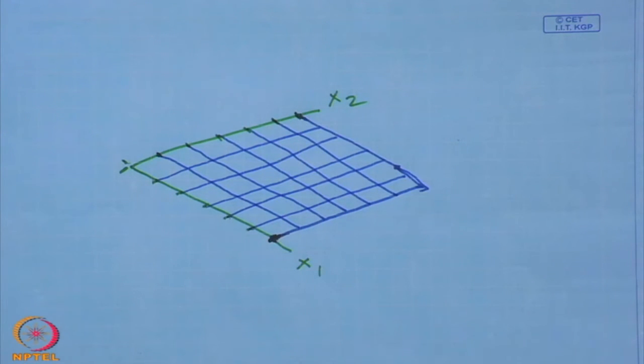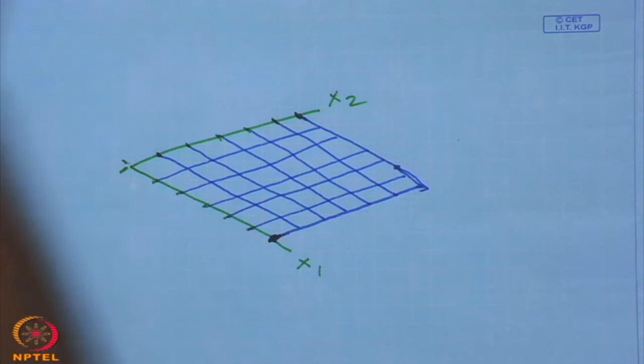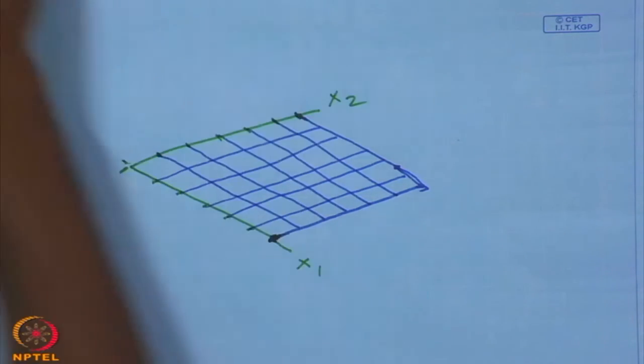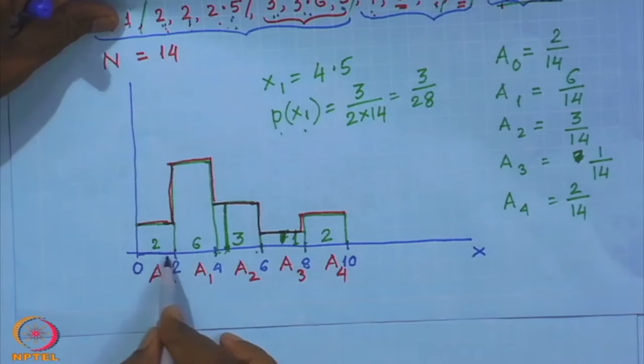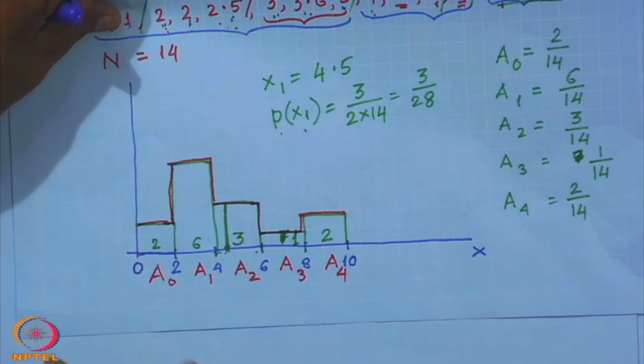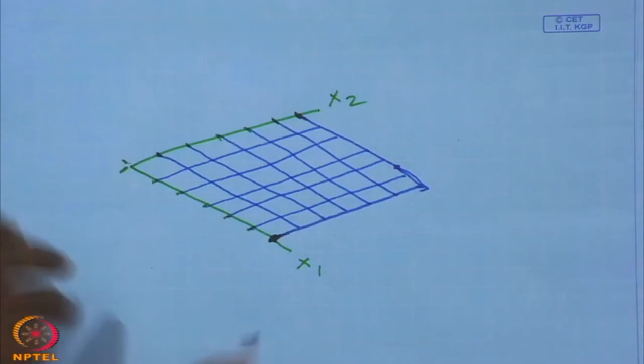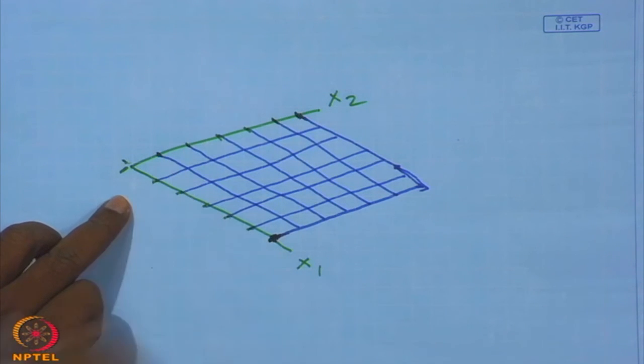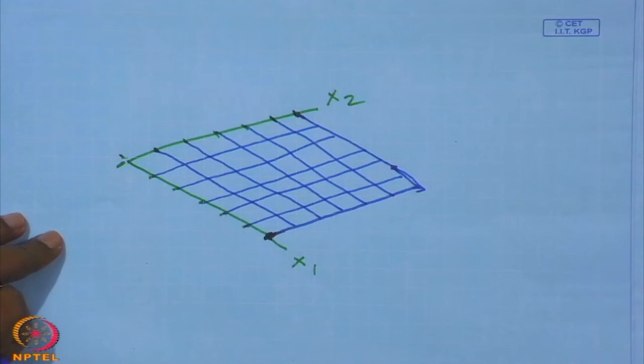So, these are the cells that I have. If I go to 1 dimension, the cells were linear in nature. So, these were the cells in 1 dimension, which are linear or line segments, and the cells in 2 dimension will be rectangular cells or rectangular bins, something like this.